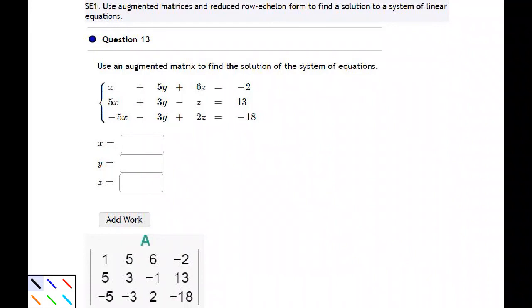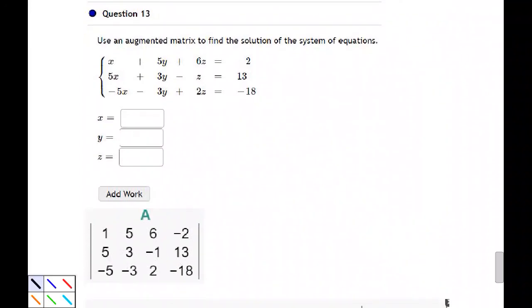x plus 5y plus 6z equals negative 2. That's equation 1. Equation 2, 5x plus 3y minus z equals 13. Third equation, negative 5x minus 3y plus 2z equals negative 18. And we want to know what x, y, and z are.